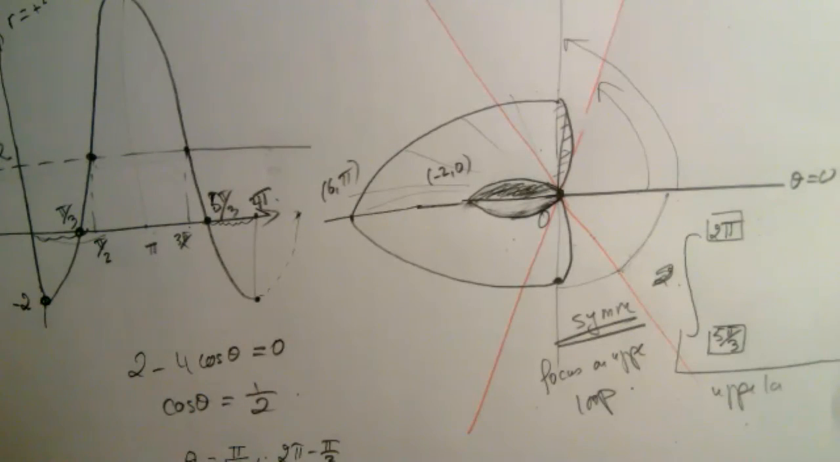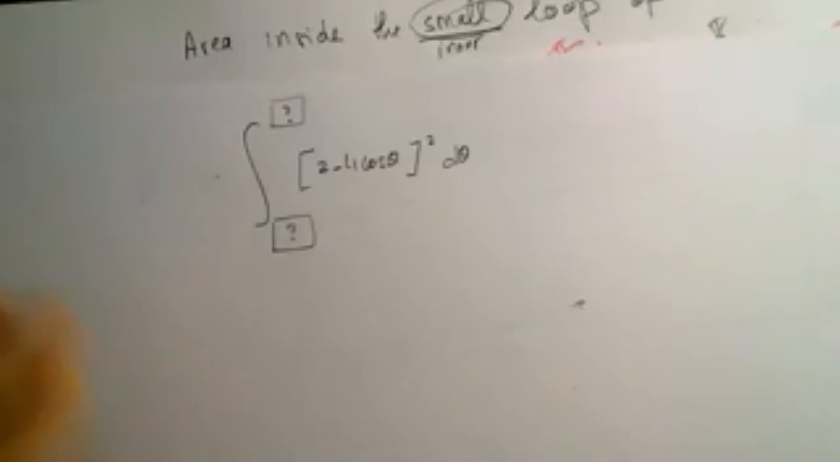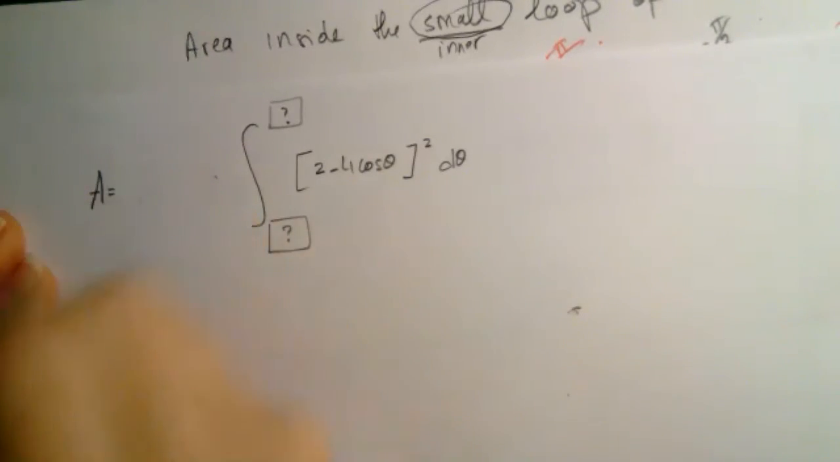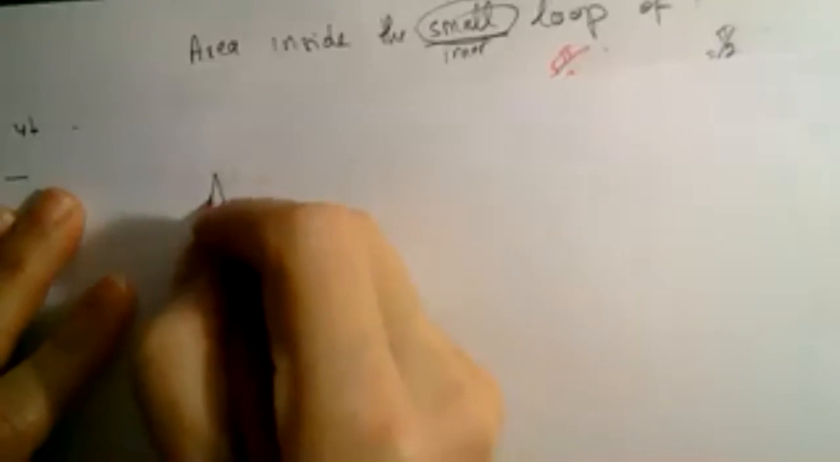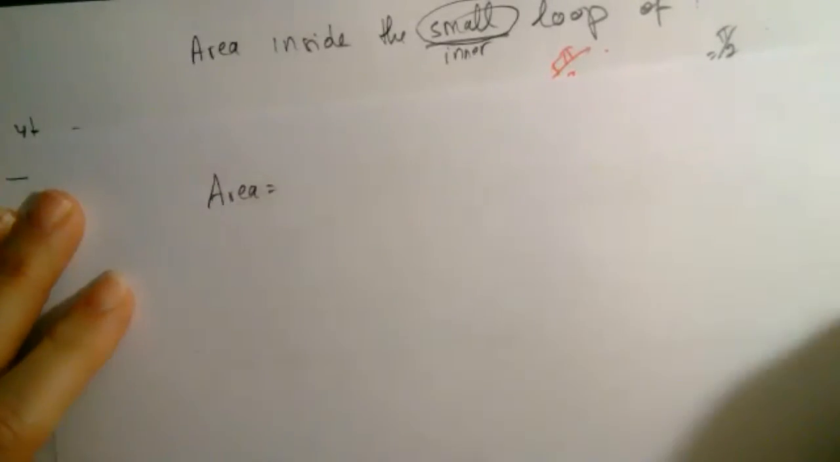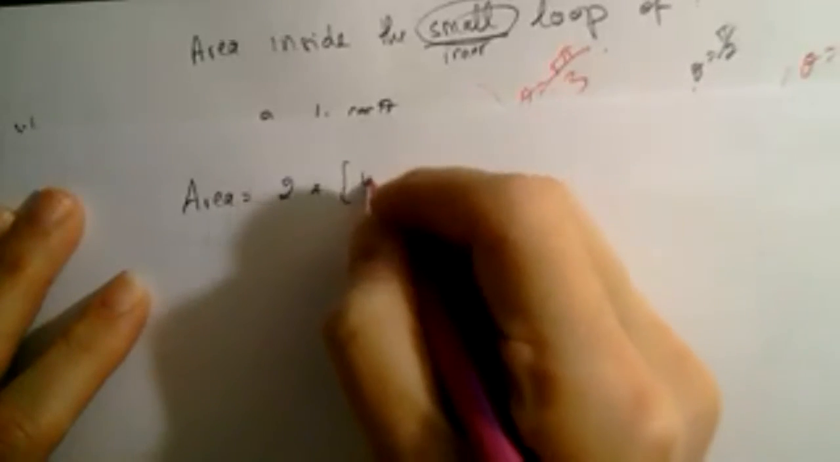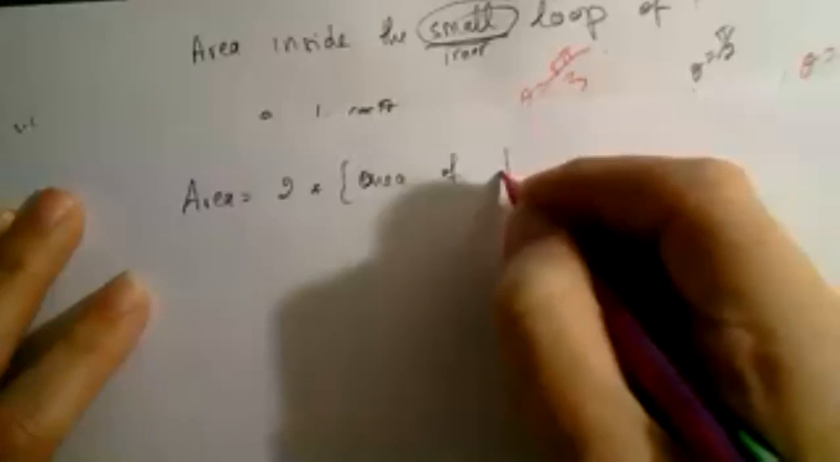So let me fill in the details now. The area will be, one possibility, because there are a lot of possibilities. The area would be equal to, and actually I'm going to rewrite this so I don't have to rewrite. So the area is twice times the area of the small upper loop.